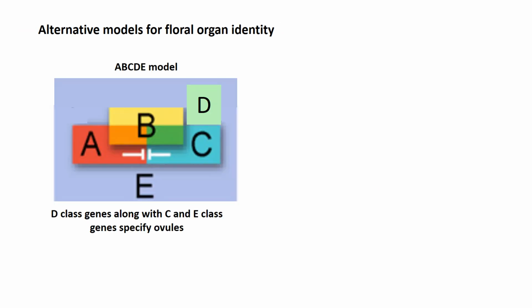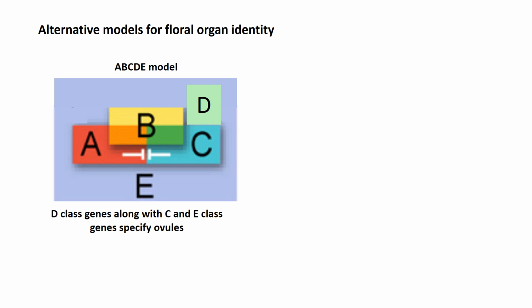What about the D class genes? Why is this class missing in the ABCE model? The D class genes define ovule identity, and mutants of this class transform ovules into carpeloid structures. One D class gene in Arabidopsis is SEEDSTICK, STK. The STK protein interacts with C class protein AGAMOUS and E class protein SEPALLATA to define ovule identity.